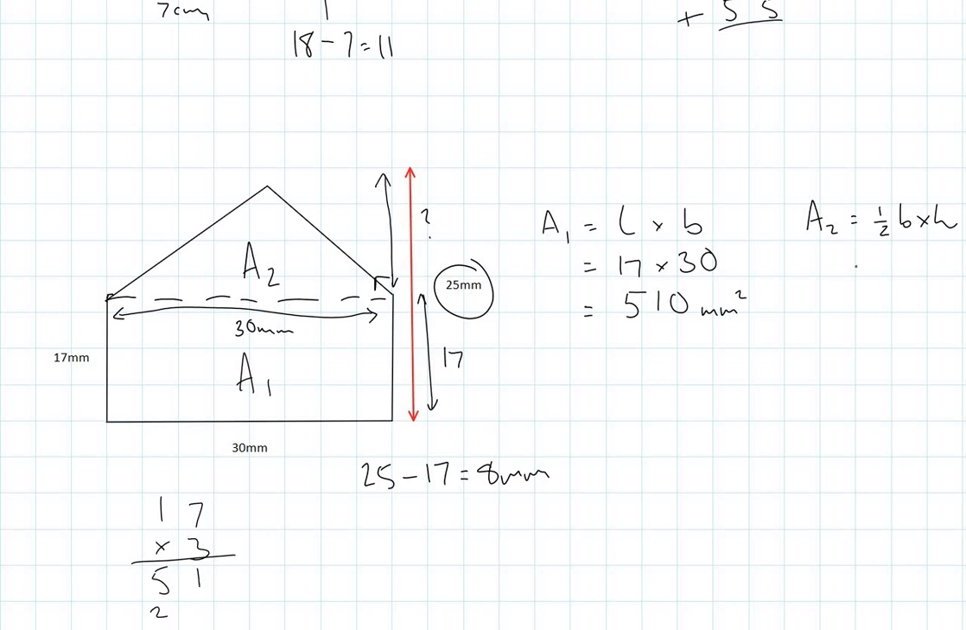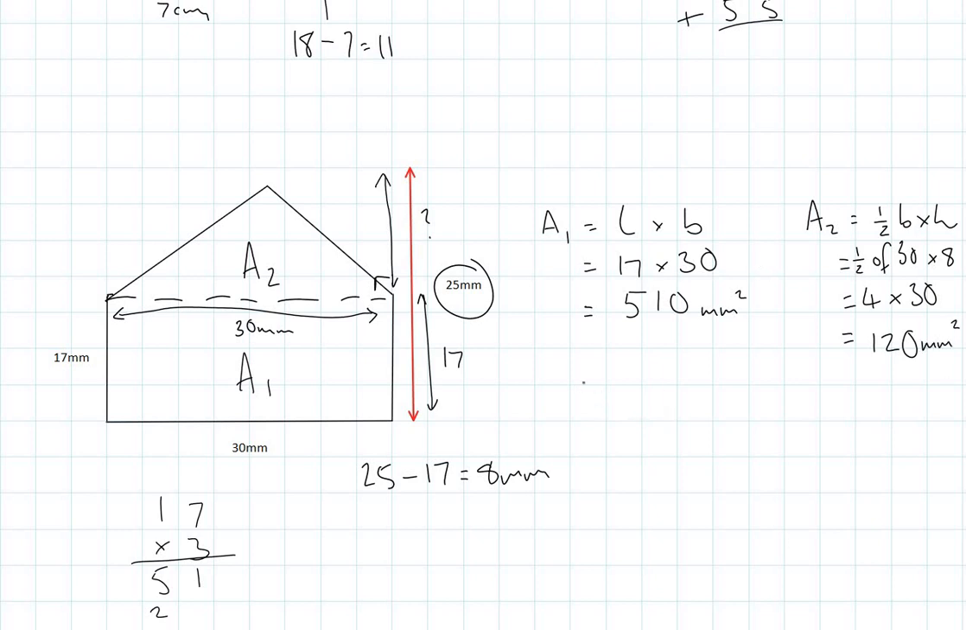So for area 2, I'm going to do half of 30 times 8. Remember, I can do this in different ways. I can do 30 times 8 and then halve it. I could do half of 30, times it by 8, or I could do half of 8 and times it by 30. I think I'm going to do half of 8 is 4 and times it by 30, because I can do that in my head quite easily. 4 times 3, that's 12. Remember, times by 30 is times by 3 and times by 10. Just adding on a zero, 120 millimeters squared.